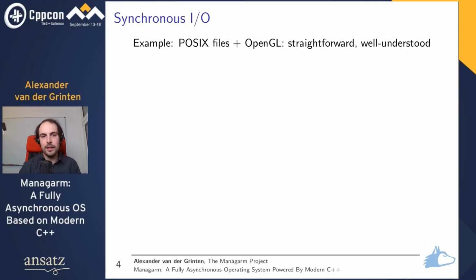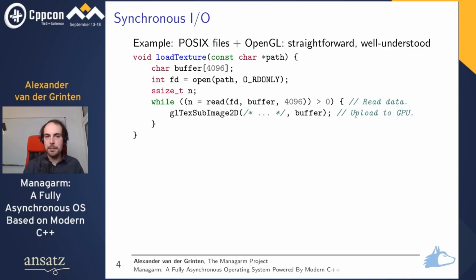Good. So now let's get to the first point. Why does asynchronicity matter? To understand that, I'm going to make an example of synchronous I/O. We look at POSIX files, that's a well-known technology, and OpenGL. I just picked this example because many probably know these technologies, or at least have heard of them. They are straightforward, they are well understood. For example, if we want to upload a texture from the file system to the GPU using POSIX and OpenGL, we can do it like this.